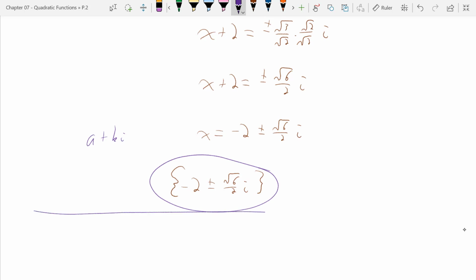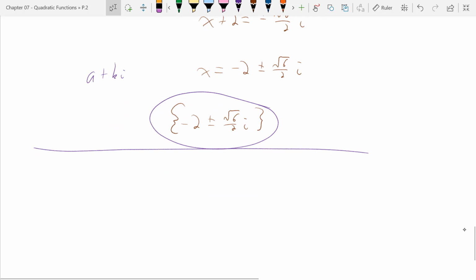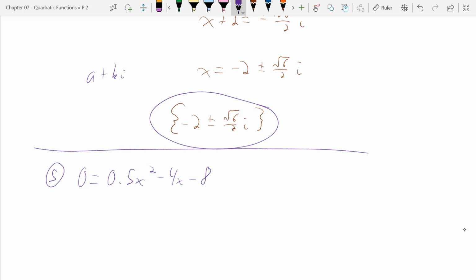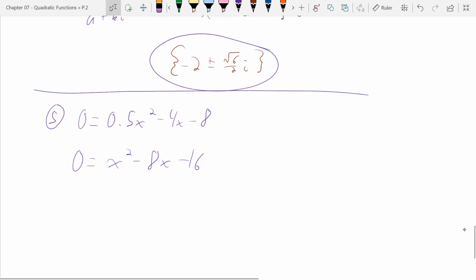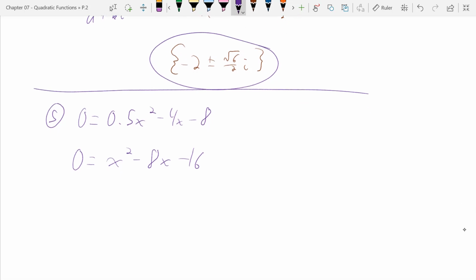Okay. Let's do another example. This one with just a decimal in the leading coefficient. 0 is equal to 0.5x squared minus 4x minus 8. Well, 0.5 is kind of a stupid number, and if we multiply the left and right sides by a 2, I can just clear that right away and make it x squared minus 8x minus 16. I want to move the 16 over to the left side. 16 is equal to x squared minus 8x.